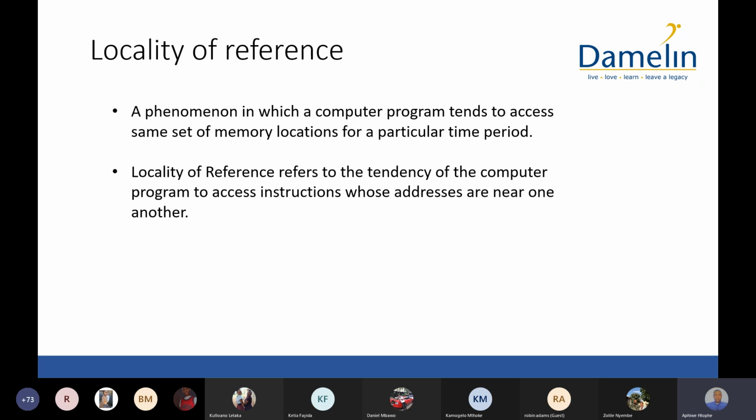Locality of reference, a phenomenon in which a computer program tends to access the same set of memory locations for a particular period of time. Locality of reference refers to the tendency of the computer program to access instructions whose addresses are near one another.